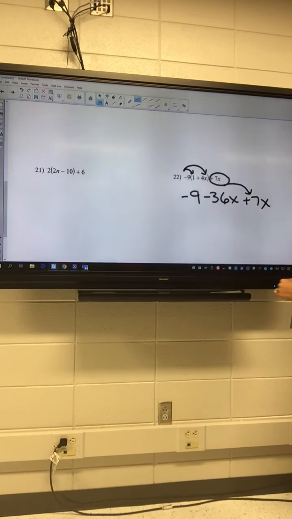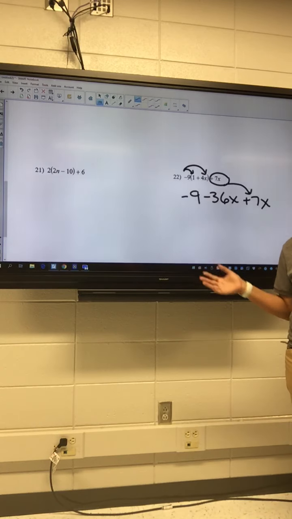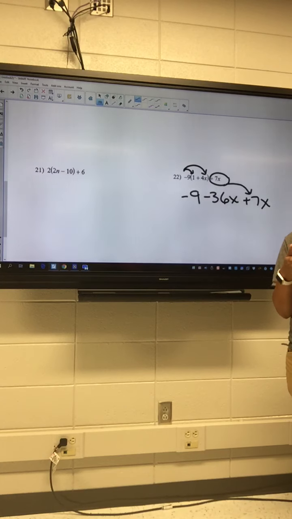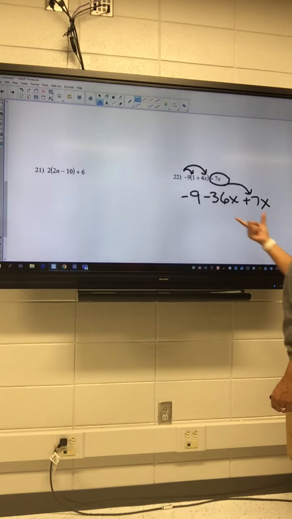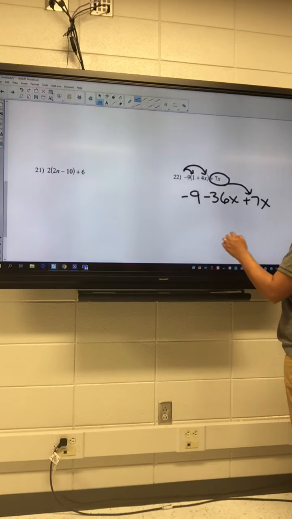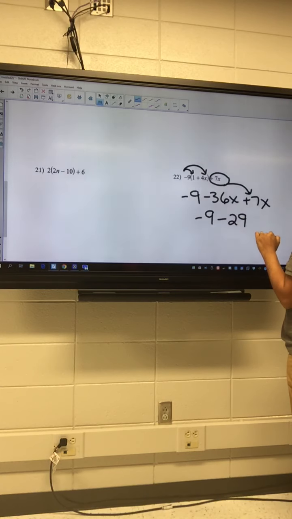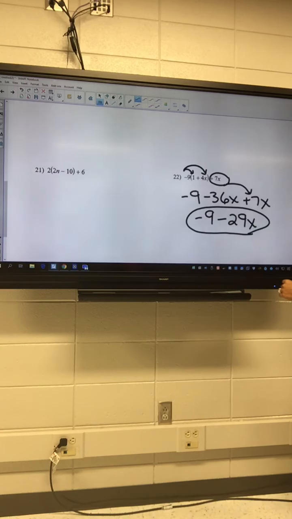plus 7x. Okay, and you should have no more than 2 terms on any problem that I give you for this example. You could have 1 or 2, but definitely not 3. So we have 1, 2, 3. That means we are not finished. We need to keep combining. So I can combine these x's. Negative 36 plus 7 would be negative 29. So negative 9 minus 29x.